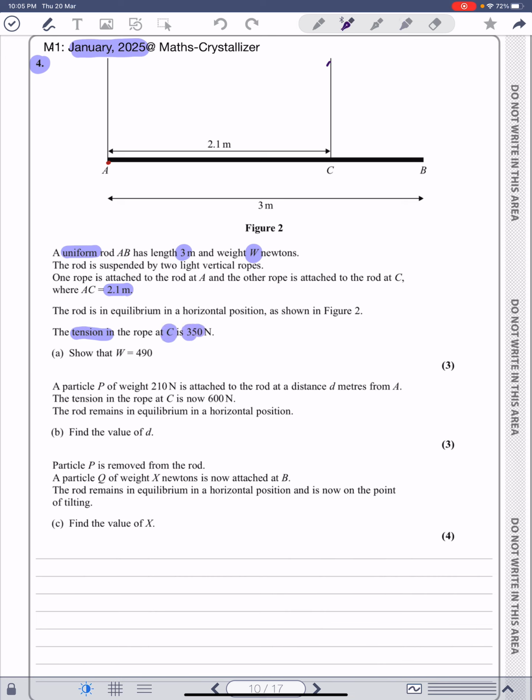So directly you come here: 350 newtons, T at C, T at A. Show that the weight W, which is the weight of the rod, is 490 newtons.